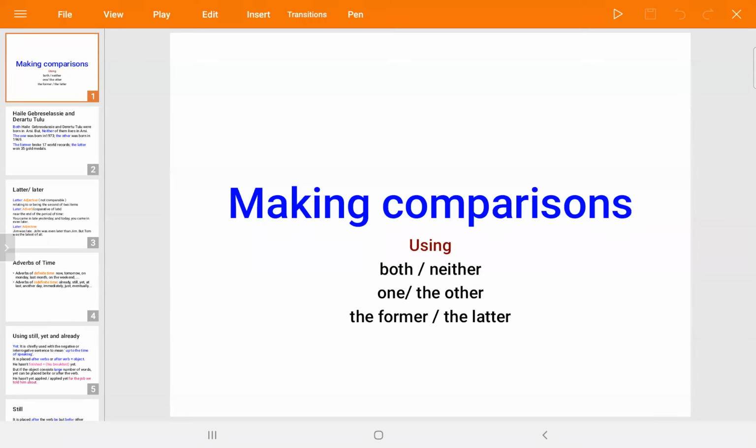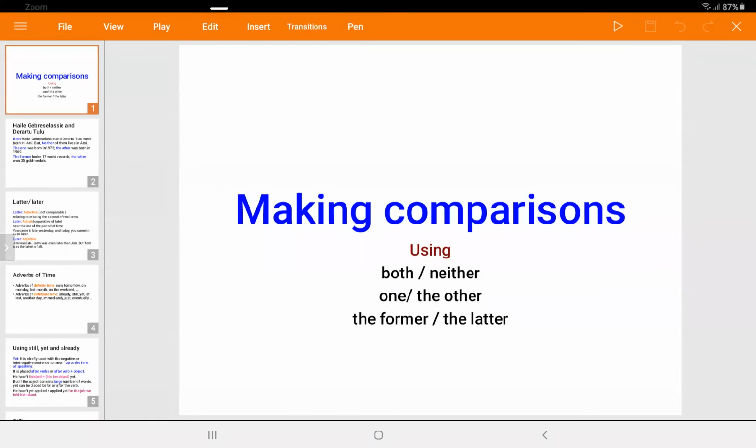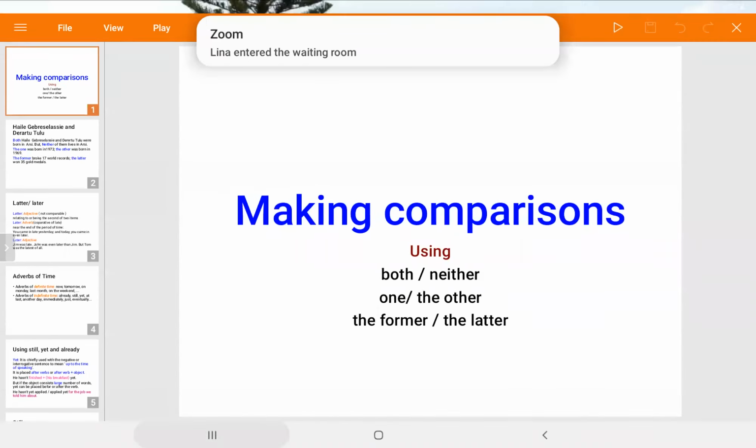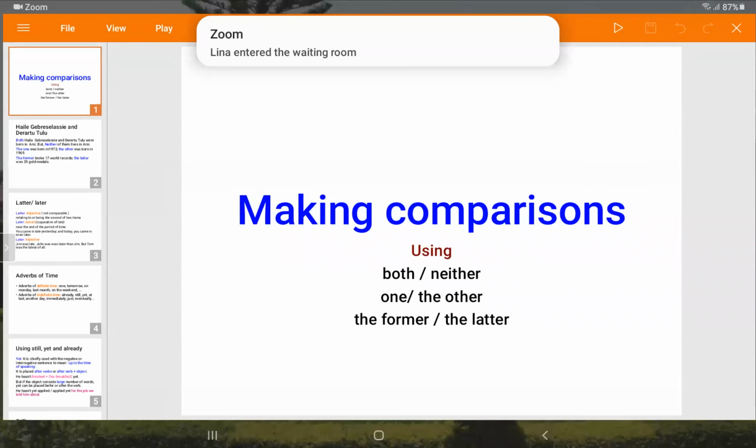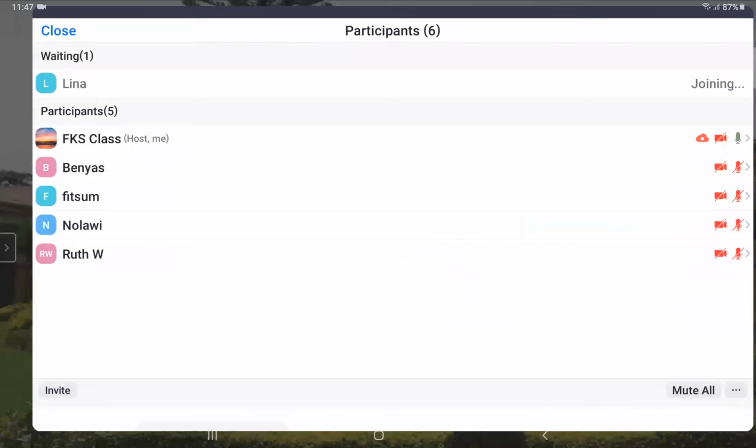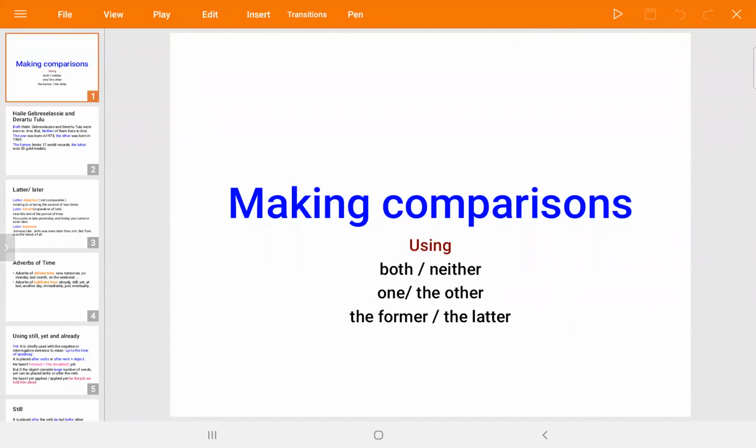So when we make comparisons, here are some items mentioned here: both, neither, one, the other, and then the former, the latter. Beyond this, we do have extra items or degrees we use to compare things or people.